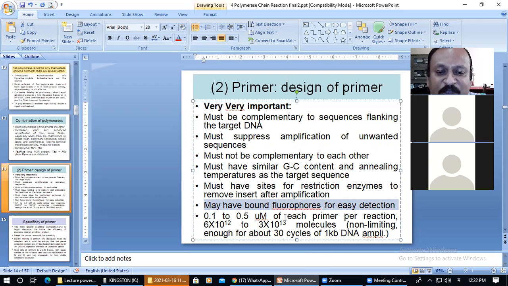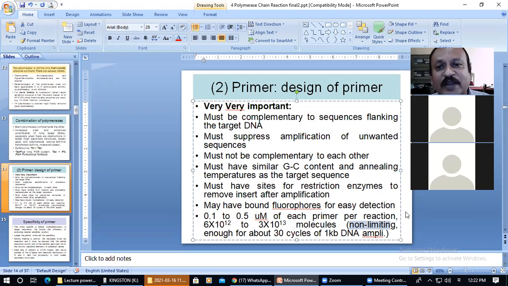Usually in a reaction mixture, we add about 0.1 to 0.5 micromole of each primer. That is to say, we are actually adding about 6 into 10 raised to 12 to about 3 into 10 raised to 13 molecules of the primer. We should know that this supply of the primers should be non-limiting. Non-limiting means it should not be the rate limiting amount.